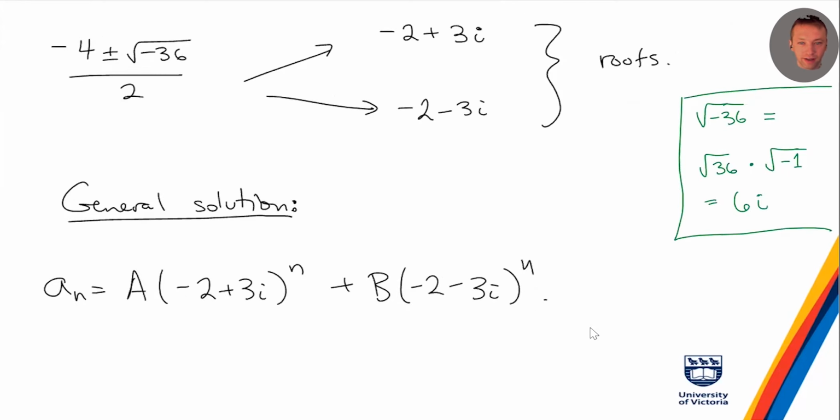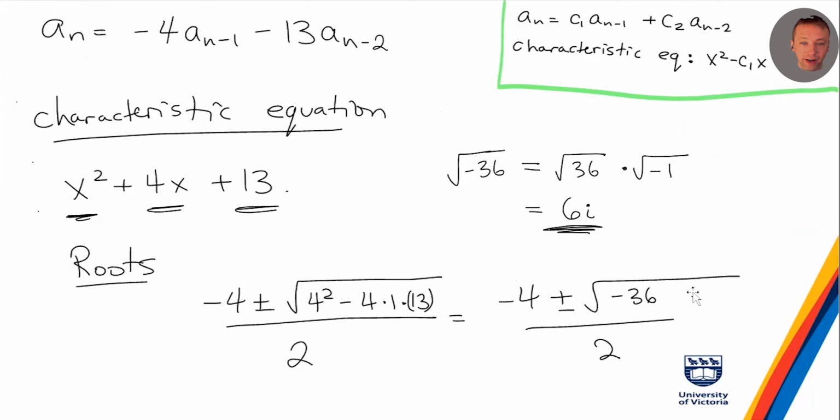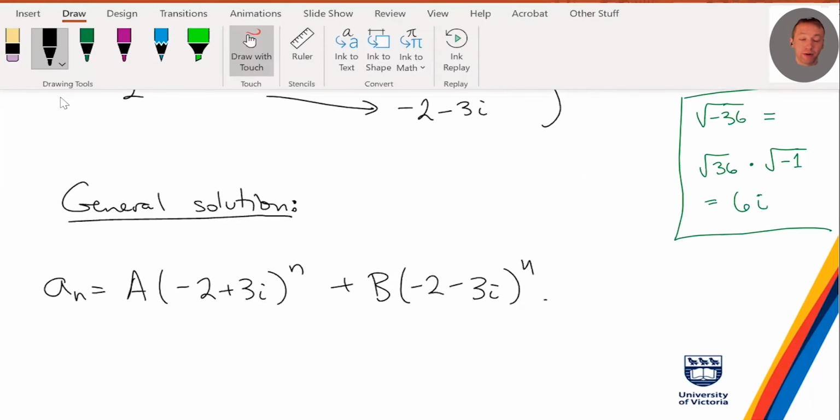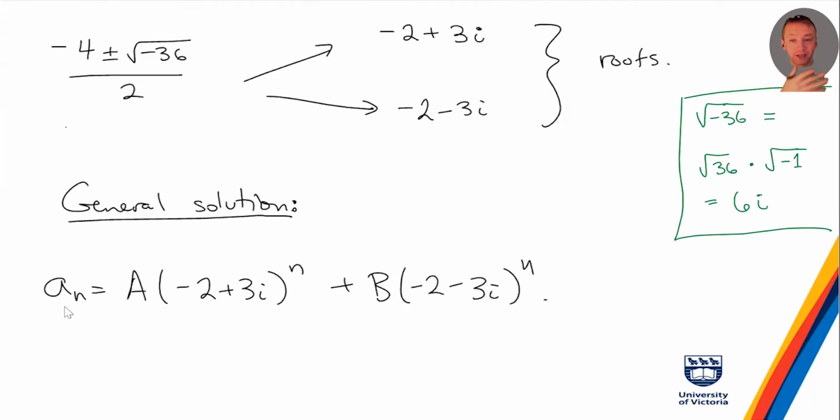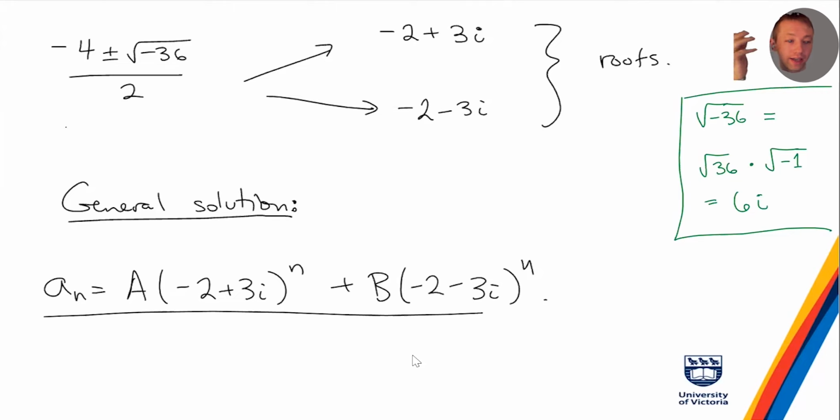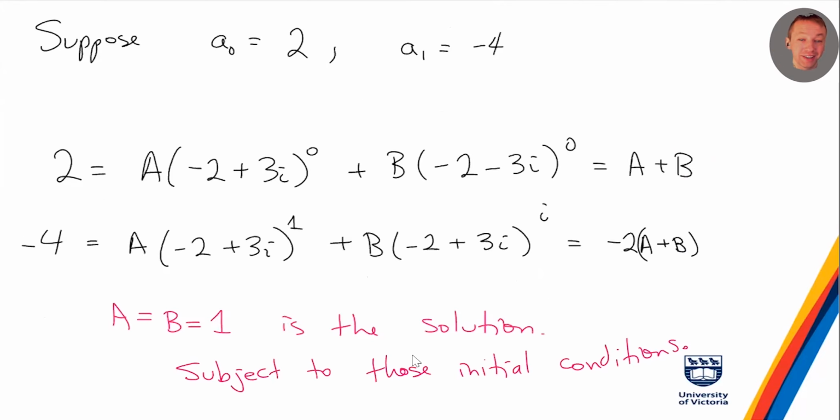So if I put in a 6i here and divide everything by 2, I have negative 2 plus or minus 3i, and that's it. Those are the roots. From that point, you can just write down the general solution. It's kind of game over in that sense. So the general solution is a times (negative 2 plus 3i) to the n, plus b times (negative 2 minus 3i) to the n. Now suppose we had some initial conditions.